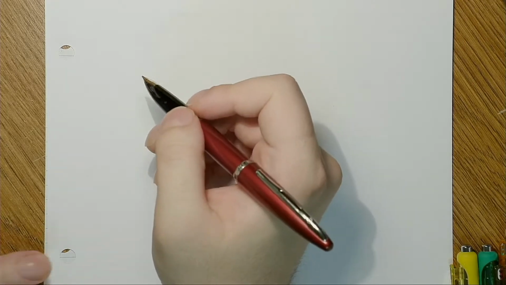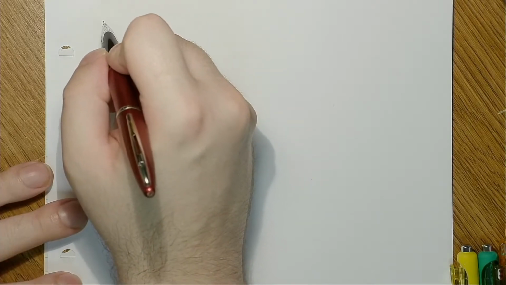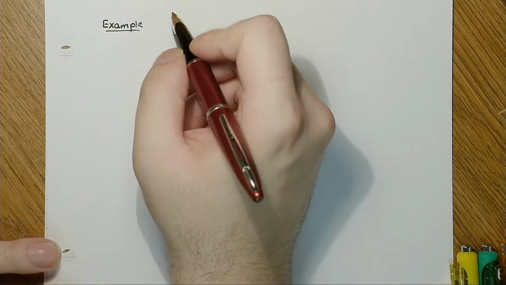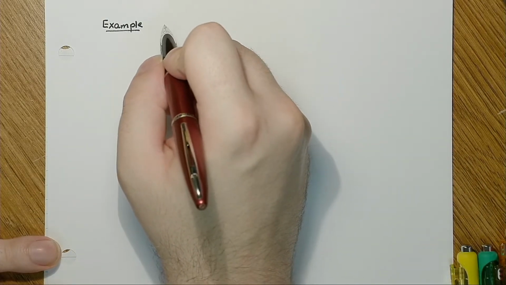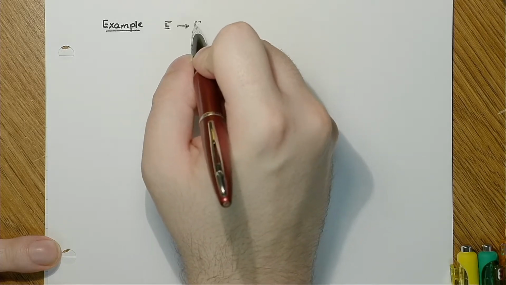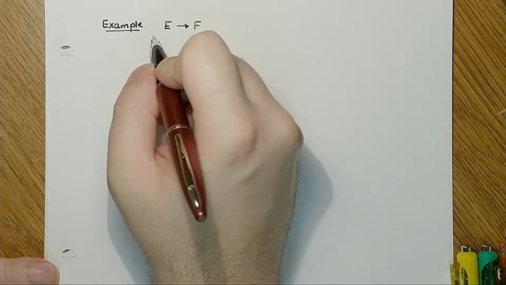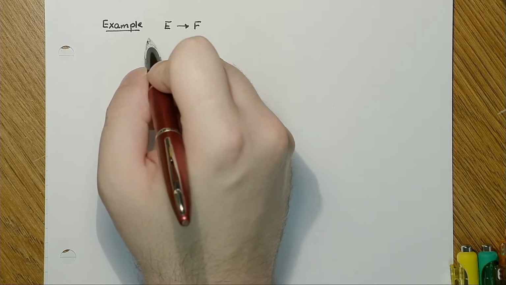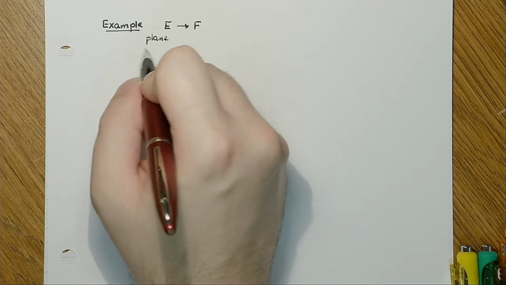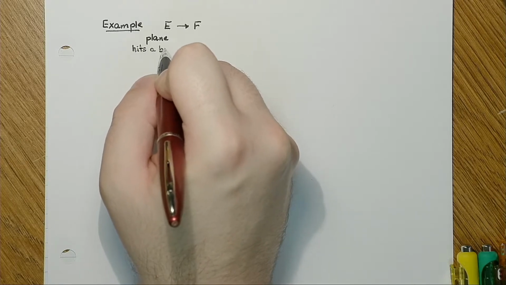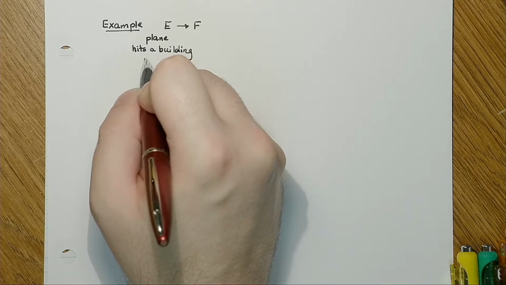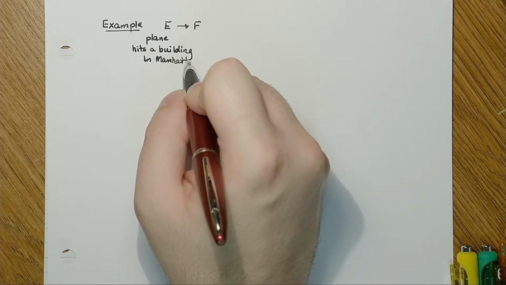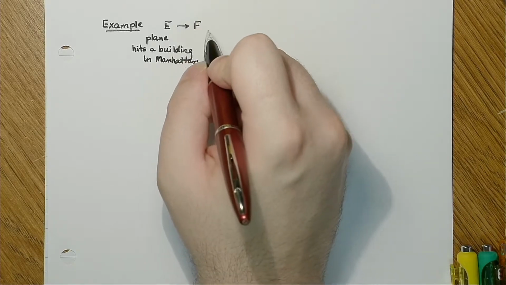Okay, so let's do the example. Let's do just 1. We'll do like E and F again, kind of. In this case, we'll talk about the World Trade Center attacks. So over here, we'll say that E is a plane hits a building in Manhattan. And over here, this one is that it was a terrorist attack.